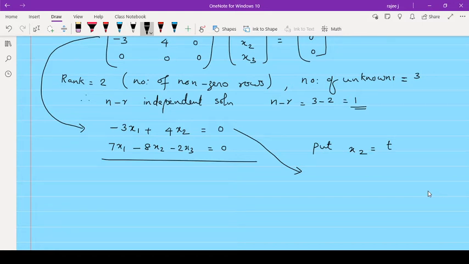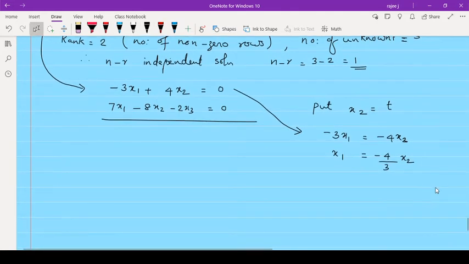I will show you now what I am doing. So minus 3x1 equal to minus 4x2 will come. From here, minus 3x1 is minus 4x2, or from here x1 is equal to minus 4 by 3 x2. Minus 4 by minus 3 means plus 4 by 3 x2 is t.